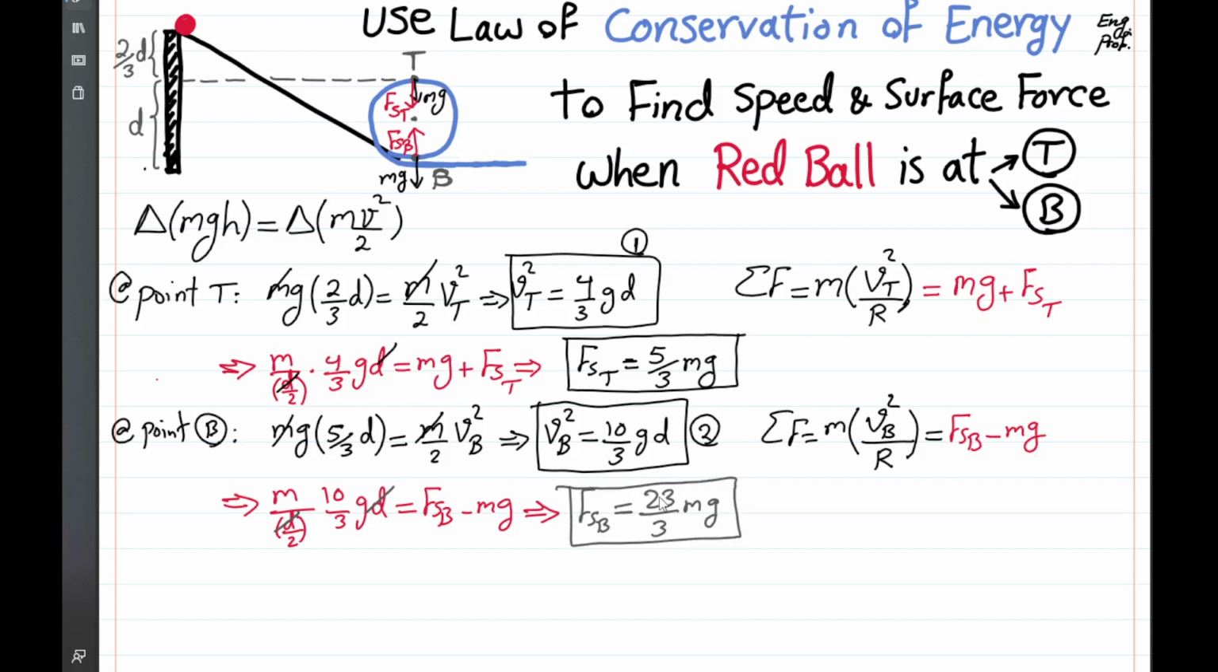So we managed to find the force exerted on the ball by the surface at the bottom and top, and at the same time we managed to find the square of the speed of the ball at the bottom and top in equations 1 and 2. I hope that this is helpful.